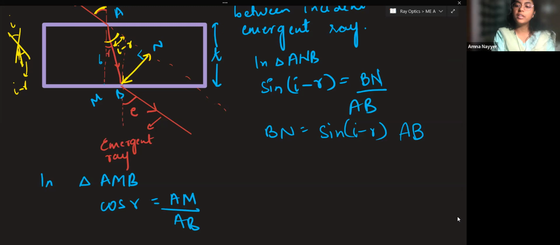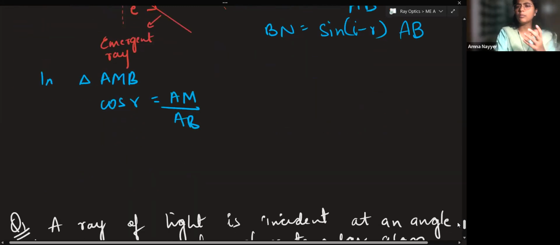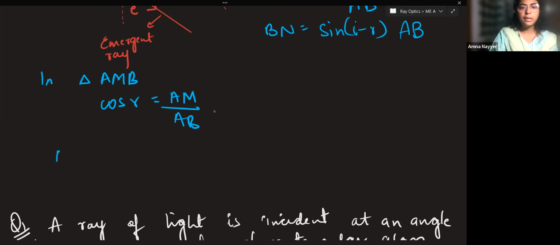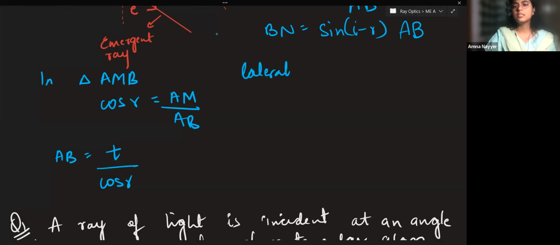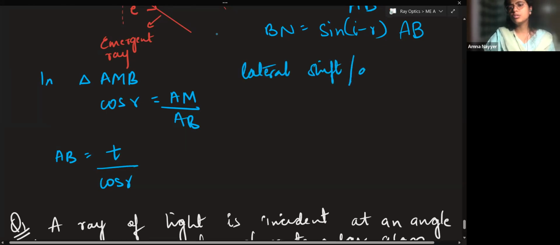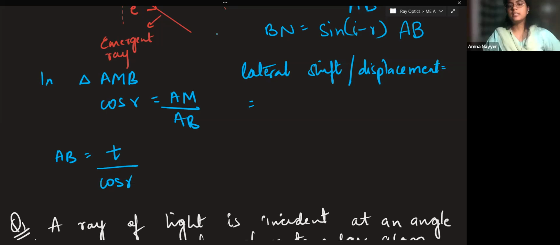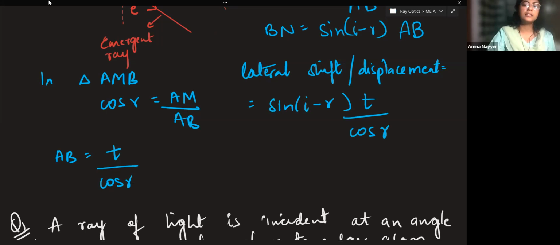Now I have the value of AB, and this AB was only unknown. That was troubling in this. So AB will be equal to AM, that is T thickness by cos R. So I think now we have the formula of lateral shift. Shift, you can also use the term displacement as well. So BN is equal to sine I minus R, and instead of AB, I will write it as T by cos R. So this is the formula of lateral shift.